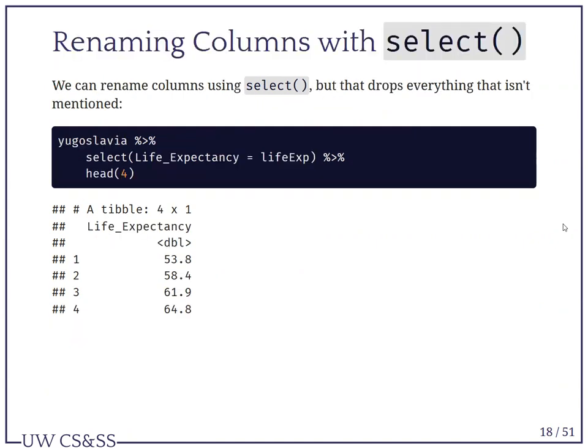We can rename columns using select. This will drop everything that's not mentioned though. So we can say, take the Yugoslavia data and then select, and then our new name will go first, and it's going to be equal to the old name. So we'll say life_expectancy is equal to lifeExp, and then we'll take the first 4 rows of this, and note that there's no other columns here. It's just the one for which we've renamed it, and it's called life expectancy now. If you were going to change something after this head 4 here, you could not call the lifeExp column. That one's gone now. It's called life expectancy.